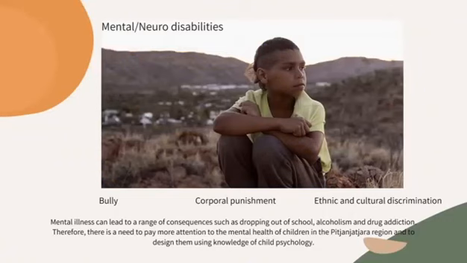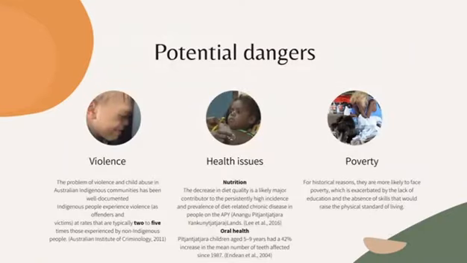There is a need to pay more attention to the mental health of children in the Pajajara region and to design them using knowledge of child psychology. Now let's move to potential dangers. It can be divided into violence, health issues, and poverty. The problem of violence and child abuse in Australia's indigenous communities is well documented, with indigenous children typically experiencing violence at rates 2 to 5 times higher than non-indigenous children.